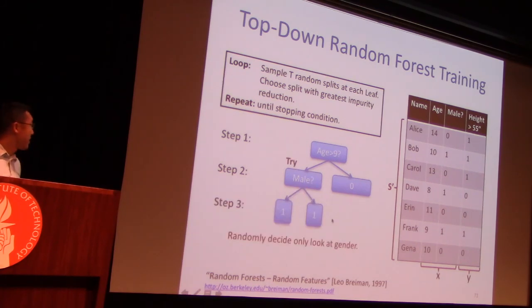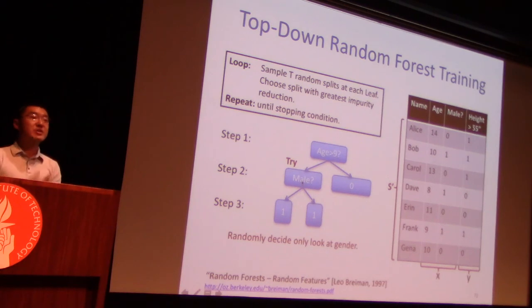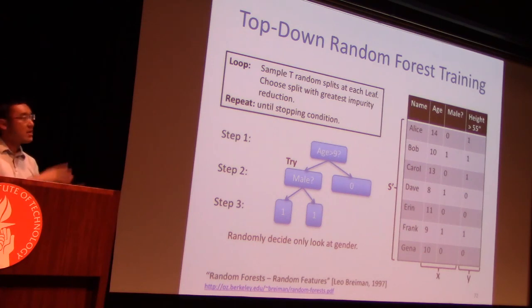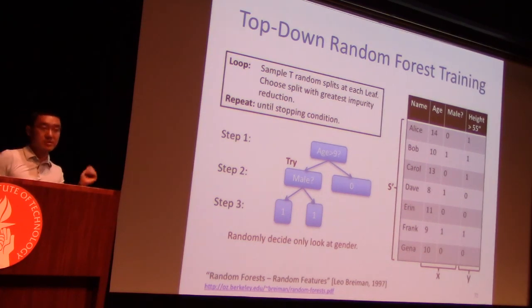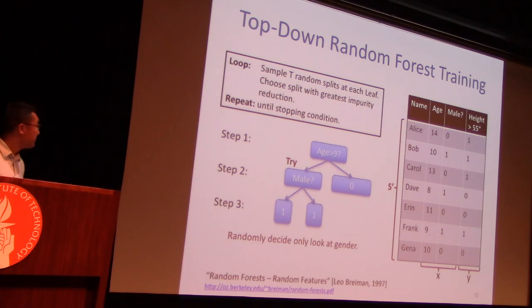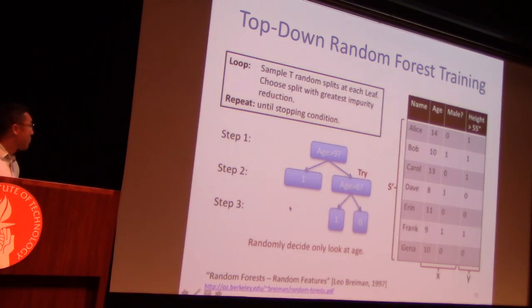And then when we are considering splitting this leaf node into an internal node with 2 leaf nodes, we randomly decide only to look at gender. We have some random process that says which features are allowable. In the simple example, where there are 2 features, we just choose one of the 2 at random. Then we try to split. This doesn't do much. And here, when we consider splitting this leaf node, we randomly decide only to look at H, and then we find that split, and this one's pretty good.